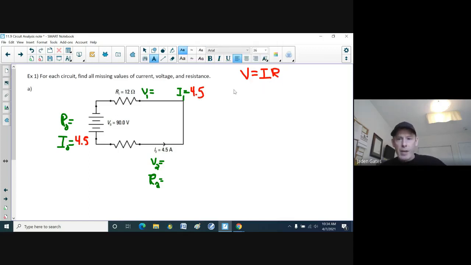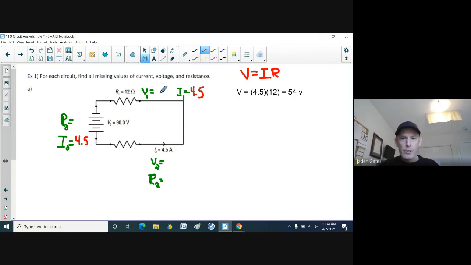And so I can find my V1 because I know that V is equal to the current, 4.5, times the resistance, which is 12 ohms. If I multiply those two, I get 54 volts. And so that's a piece of the puzzle: I got 54 here.